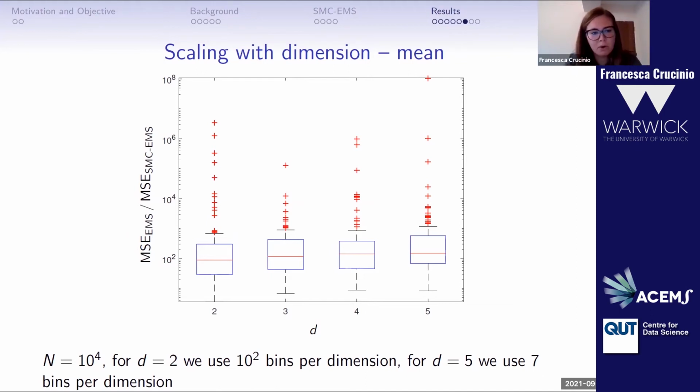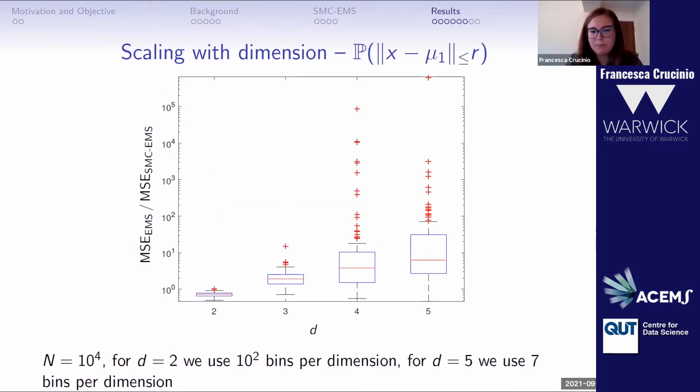And we can look at more plots like this one. I have another one. This is the probability of a particular region, and we see that in this setting, small dimension, there is not a big difference, but as dimension increases, the difference gets larger and larger, which from my point of view means that if you have a 5-dimensional problem, you're probably better off using SMC EMS rather than EMS itself, which was pretty much what I was hoping to obtain.